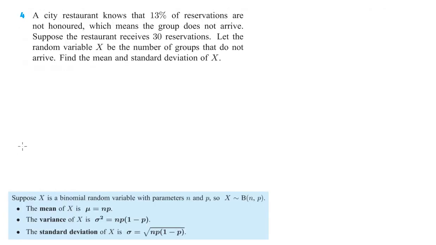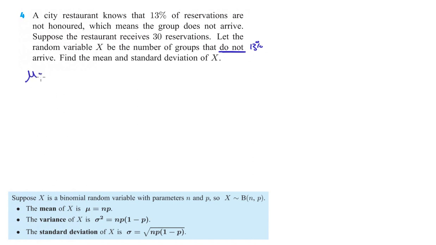Number 4. A city restaurant knows that 13% of reservations are not honored, which means the group does not arrive. Suppose the restaurant receives 30 reservations. Let the random variable x be the number of groups that do not arrive. So that's our 13% that don't arrive. Find the mean and standard deviation of x.